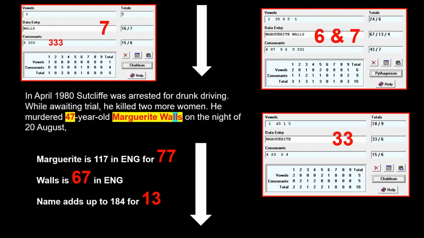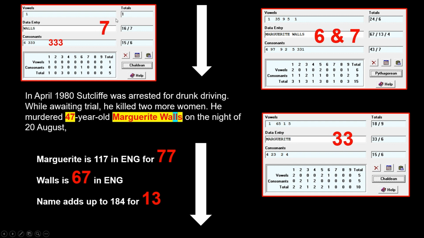Okay, so apparently Sutcliffe was arrested for drunk driving. They'd had lots and lots of leads. It was him. Even got him for drunk driving, but he was awaiting trial. He went out and he killed 2 more women. He murdered 47, so there's our 47, 4 sevens for 7 7 7 7, or 11, and it was Marguerite Walls. So here's our walls reference, our brick walls, Masonic walls, and walls has the double L in it for 33, and this was the night of the 20th of August, so it's a 28 there. Could say 4 sevens for 7 7 7 7.